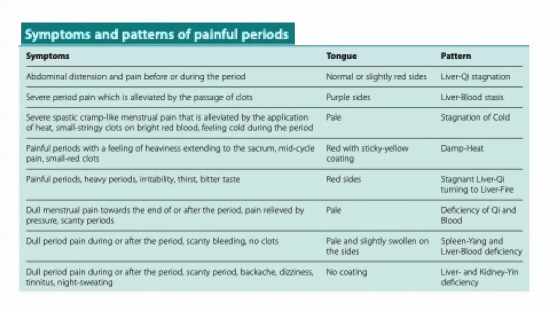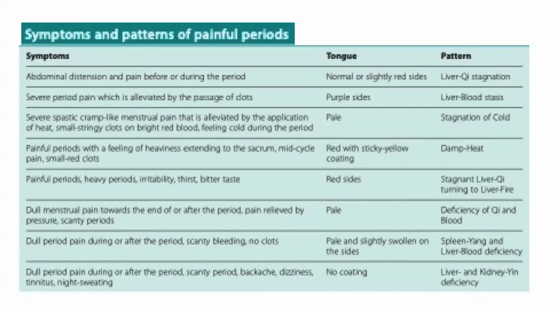For painful periods with a feeling of heaviness extending to the sacrum, mid-cycle pain, small red clots, the tongue is red with sticky yellow coating. Pattern, damp heat. For painful periods, heavy periods, irritability, thirst, bitter taste, the tongue will have red sides. Pattern, stagnant liver chi turning to liver fire. Dull menstrual pain towards the end of or after the period, pain relieved by pressure, scanty periods, the tongue is pale. Pattern, deficiency of chi and blood.